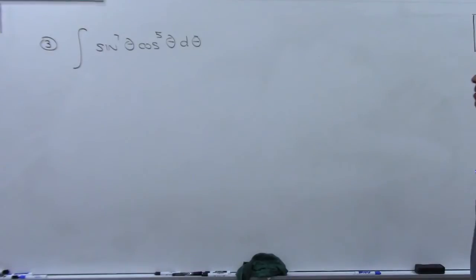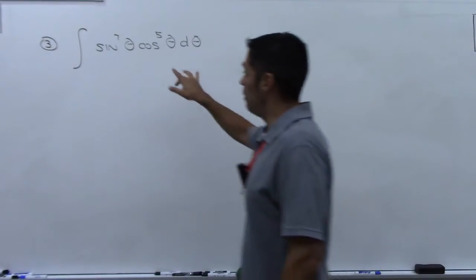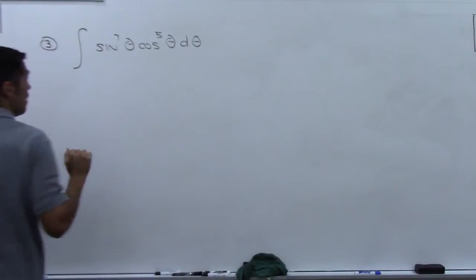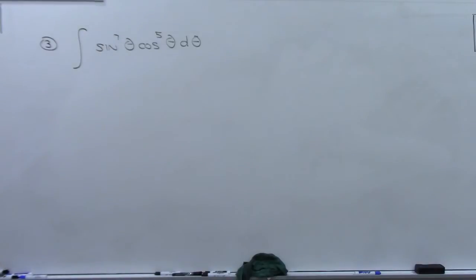Okay, integral sine to the seventh theta, cosine to the fifth. They had limits of integration there, but we're ignoring those for now. I realize that I have both the cosine and the sine with odd powers, so it's up to me to decide which one I want to use as my u. I have the choice because they're both odd.